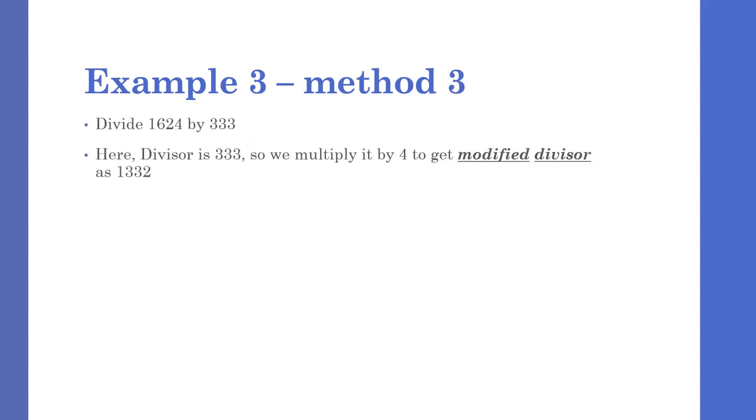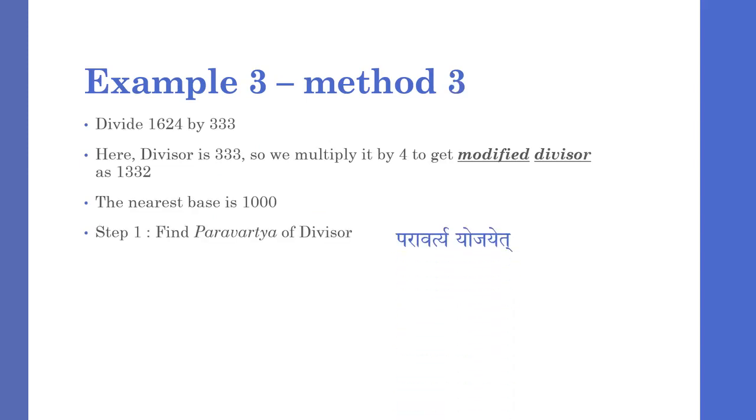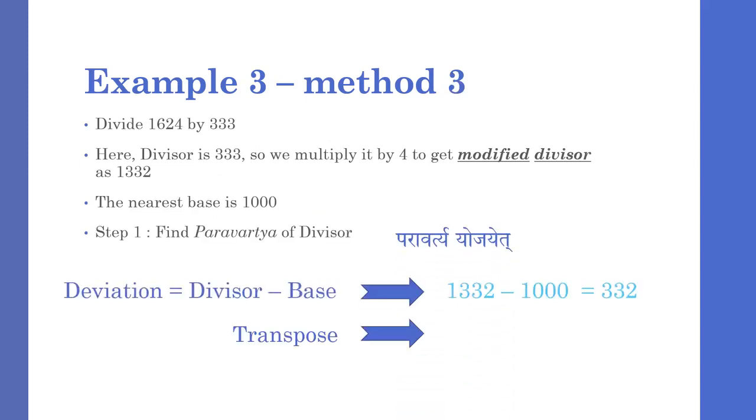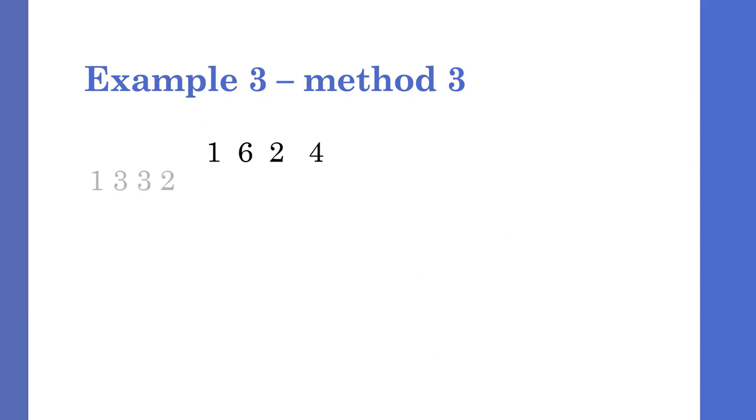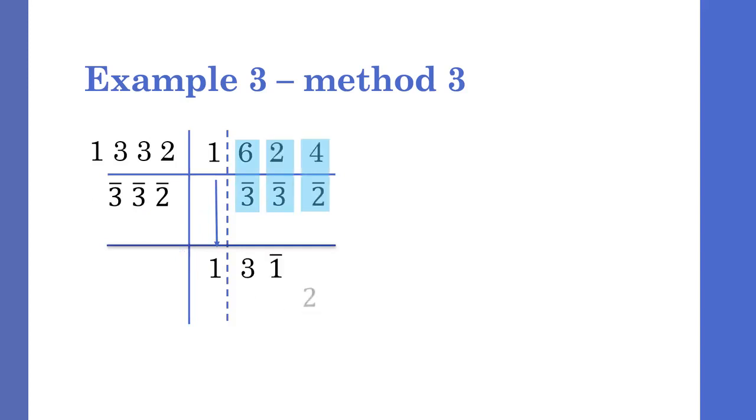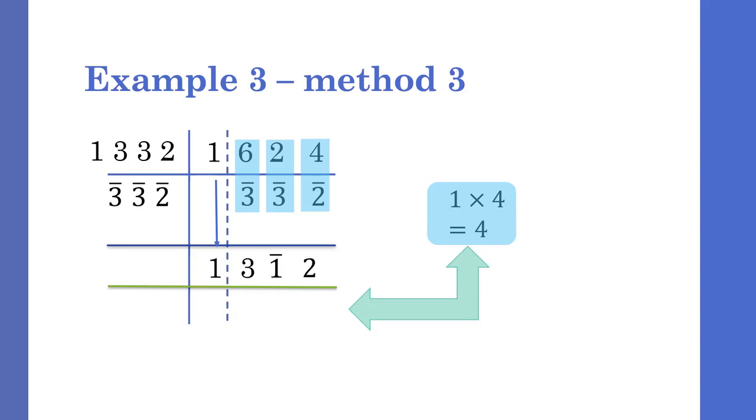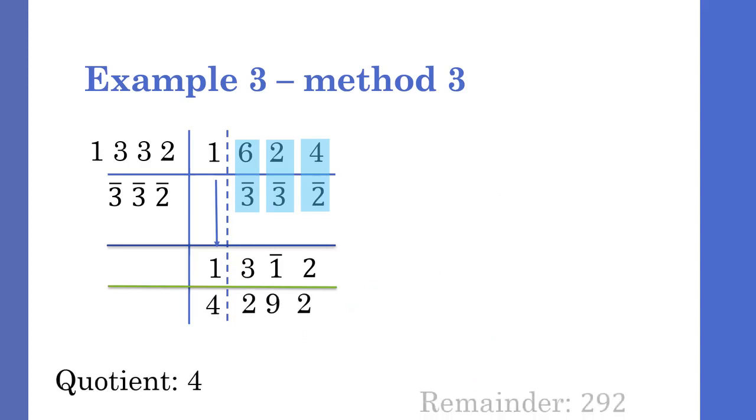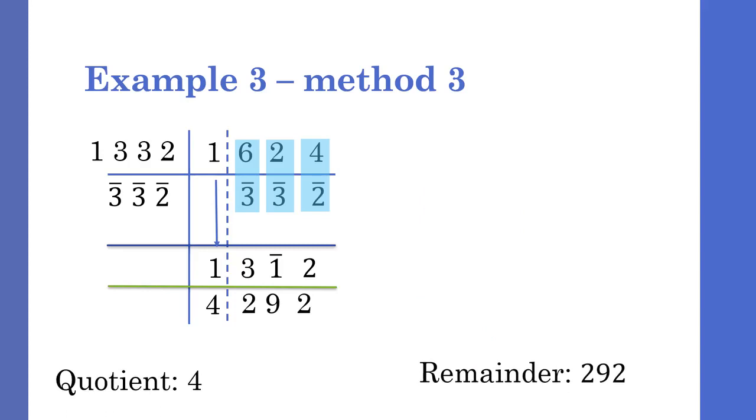I can even multiply by 4 to get the modified divisor and then use transpose. Perform the multiplication as usual, digit by digit multiplication, column wise addition. But remember, we had modified our divisor, so modify the quotient. We get the actual quotient and remainder. So these are some special cases of Paravartya.